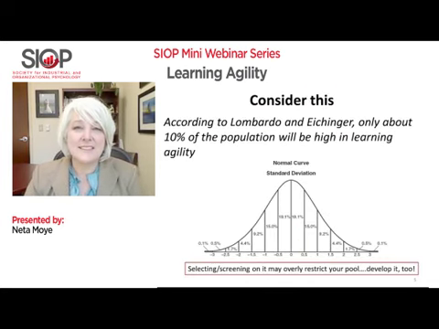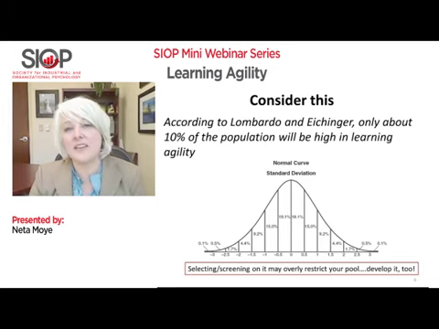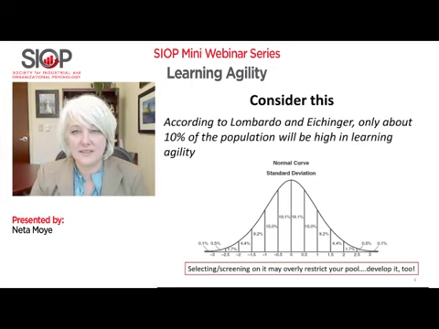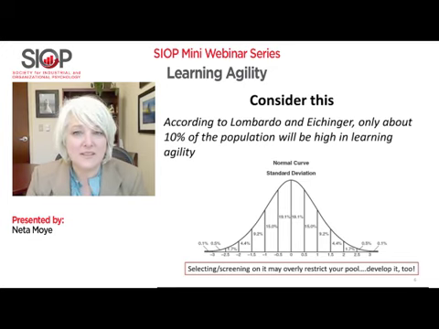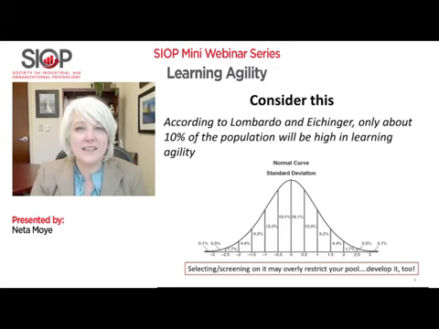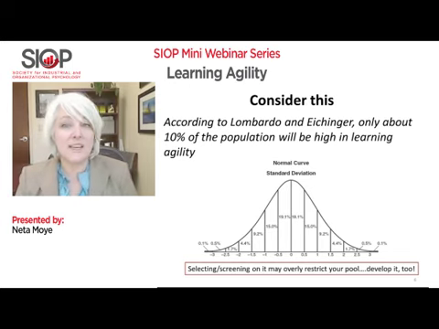Consider this. I think this might influence your decision somewhat. Lombardo and Eichinger, who originally came up with the idea of learning agility, said this is basically a strong individual difference to some extent, and about 10% of the population is going to be high in learning agility. They're just using the normal distribution curve idea.